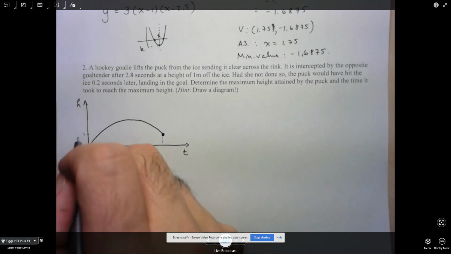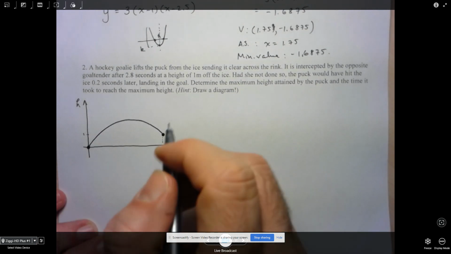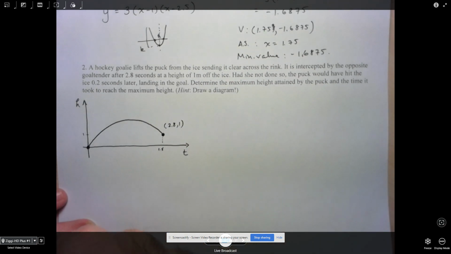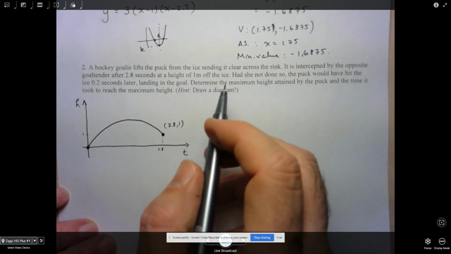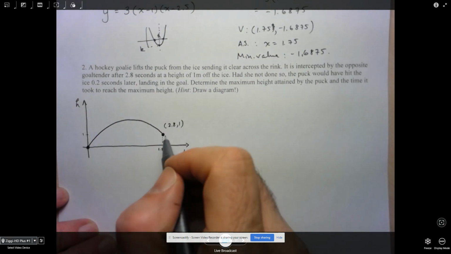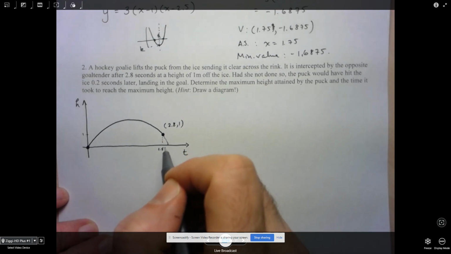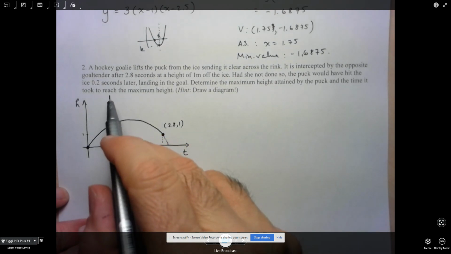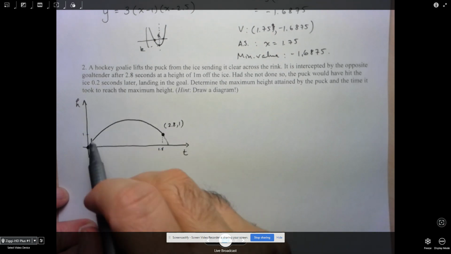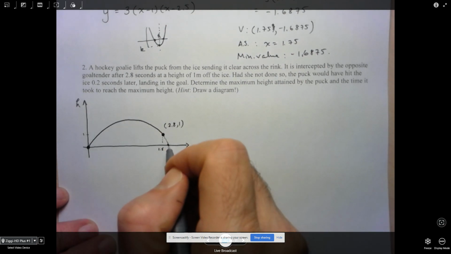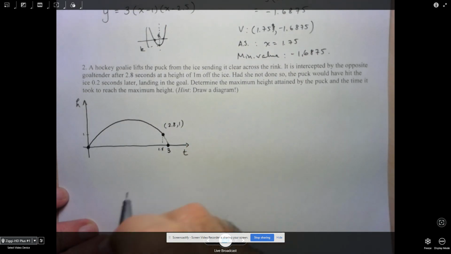So 1 and 2.8. So this point here is going to be 2.81, likely useful for us. And then they give us more information. They say, well, had the goalie not stopped the puck, it would have gone down and it would have touched the ice 0.2 seconds later. Well, isn't that nice? It already went 2.8 seconds of time that elapsed. Another 0.2 seconds would mean that it would hit the ice at exactly 3 seconds.